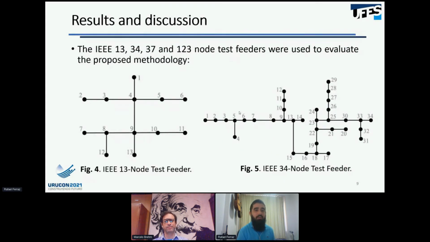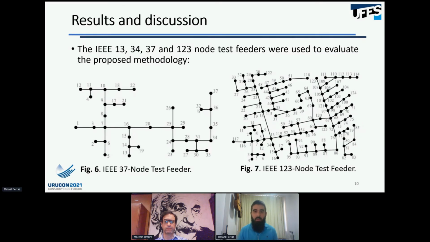So the IEEE 13, 34, 37, and 123 node test feeders were used to evaluate the proposed methodology. Here in figure 4, we have the IEEE 13 node test feeder. In figure 5, we have the IEEE 34 node test feeder. And here, figure 6, we have the 37 node test feeder, and figure 7, we have the 123 node test feeder.